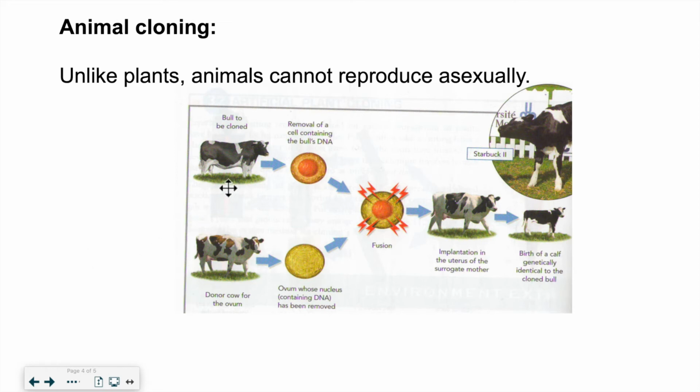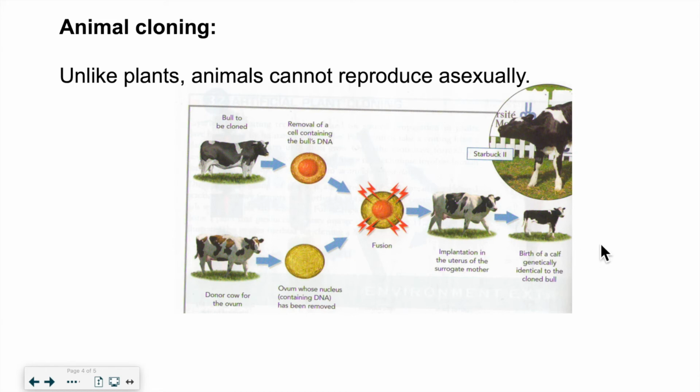So what we're going to do is take a cell from, let's say, a bull, from a male. We will extract the DNA from that cell. Then we'll take an egg from a cow. We will remove the entire DNA and replace it by the DNA from the bull. So this DNA, 100% of it, goes into this egg. The egg gets reimplanted inside the cow and will grow and give a calf.